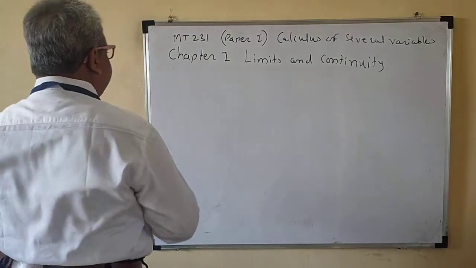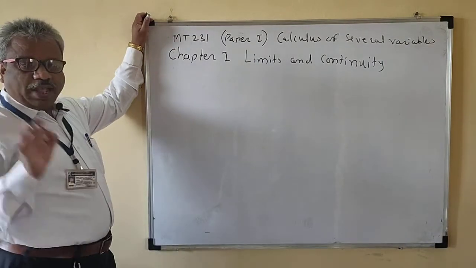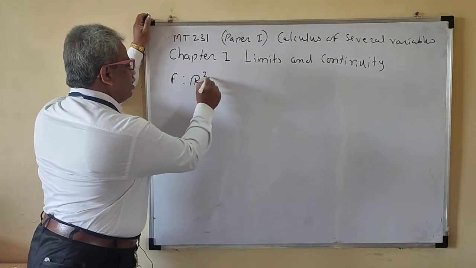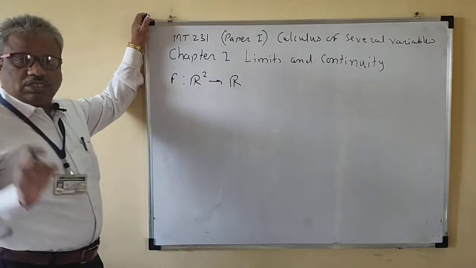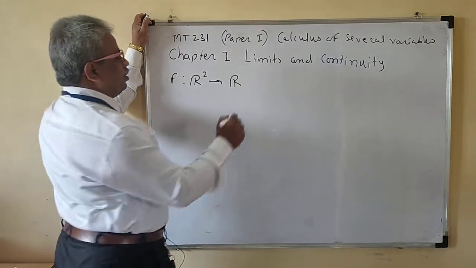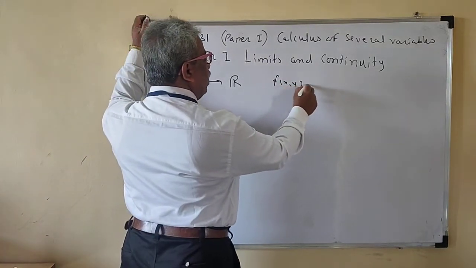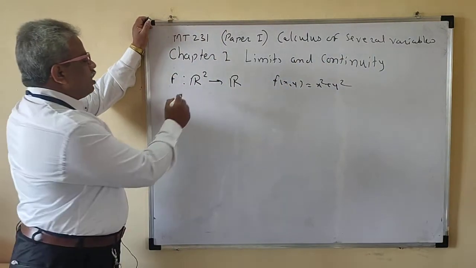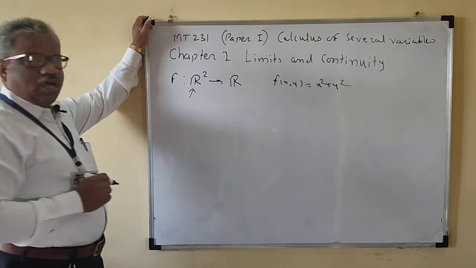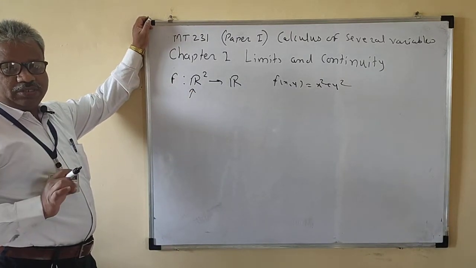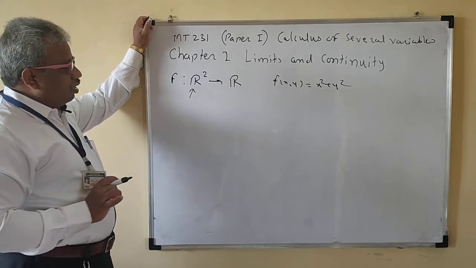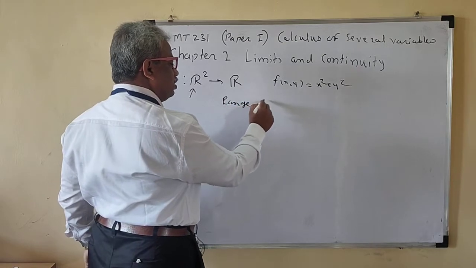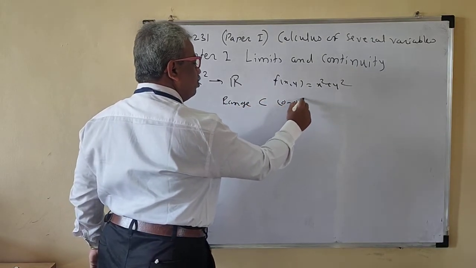So if f is a real valued function of two variables, we will write this as R2 to R. This is a real valued function of two variables. So we can write f of x, y is something like x square plus y square. So R2 is the domain, the function of two variables, and R is the codomain. And the range, note that the range is always a subset of the codomain.